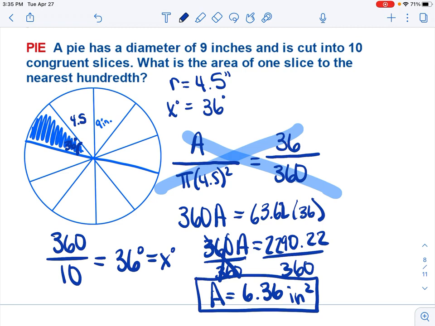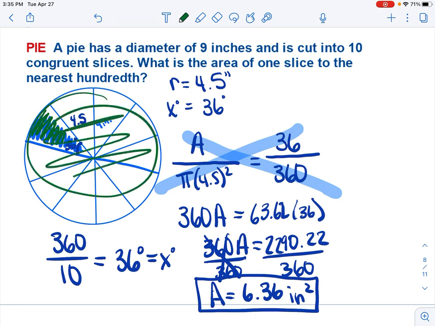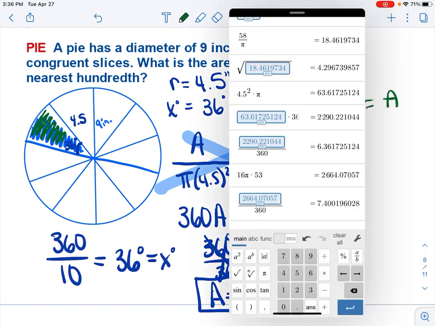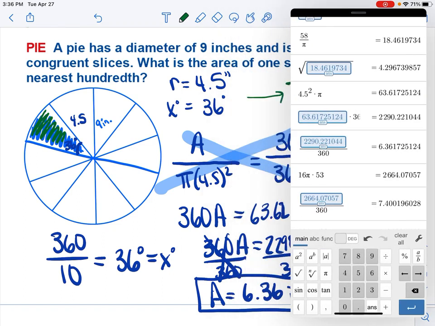Now on this type of problem, there's actually a second way you could solve it. The proportion will work every time, that's totally okay. You also know that this sector is 1/10 of the whole circle. So what if you found the area of the whole circle and then divided it by 10? You could do the pi r squared divided by 10 idea to find the area. If you look up here, once again, that is the area of the whole circle. You get 63.6.